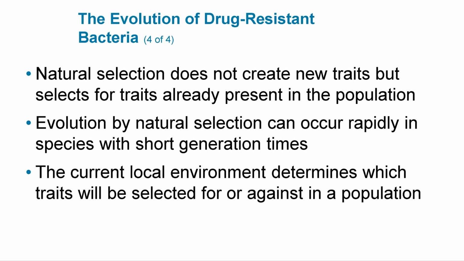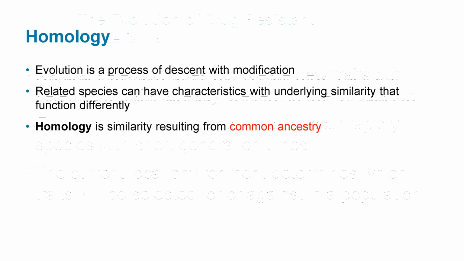It's just random change. Natural selection does not create new traits, but selects for traits already present. What does create new traits? We talked about this before, but that is mutations. Mutations create new traits. So evolution can occur rapidly when organisms reproduce rapidly, because you get a lot of changes. So viruses and bacteria and all sorts of stuff.